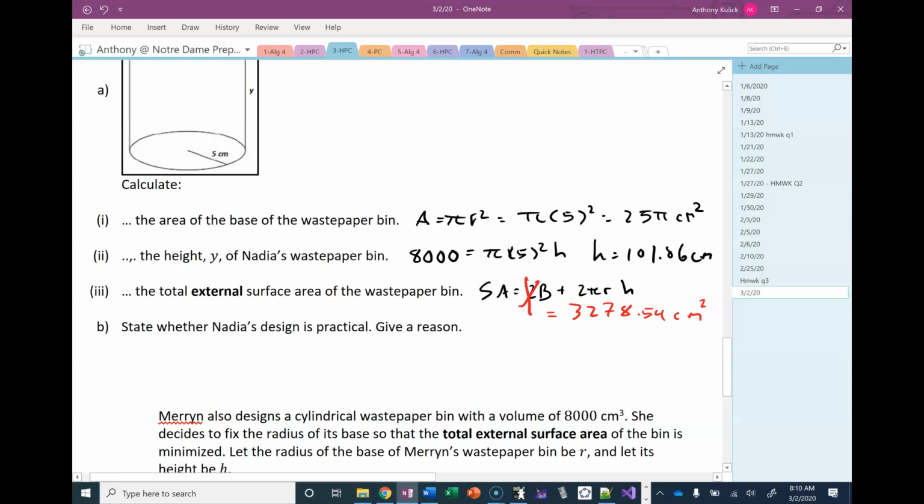Okay, part B then says state whether this design is practical or not. So, what's one feature you'd really want your trash can to have? You wouldn't want it to tip over, right? Basically, what we're describing is a trash can that's kind of going to be shaped like a pen, right? It's got a little tiny radius and really, really tall. Probably not very practical, right? So I would say this is very likely to tip over. You have this little tiny radius, but really tall. Pretty stupid looking trash can.